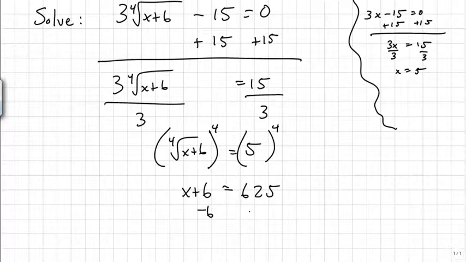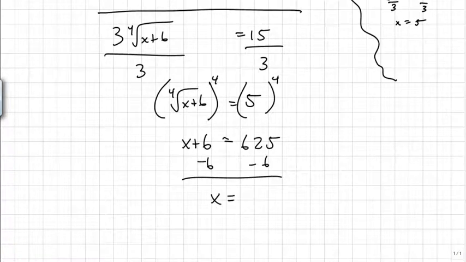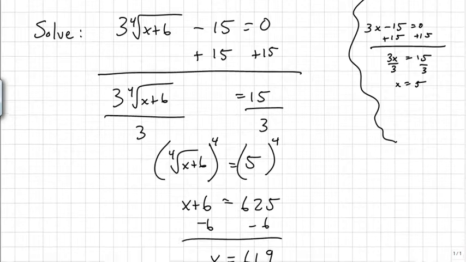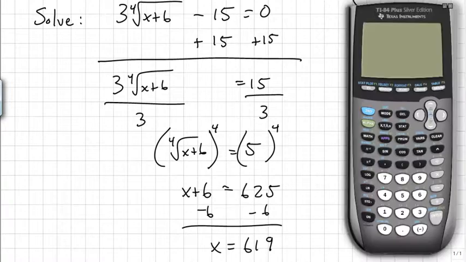I subtract 6 from both sides. I end up with x equals 619. And again, as always, you can go back in and check that solution with a calculator.